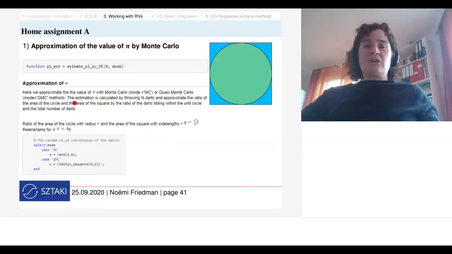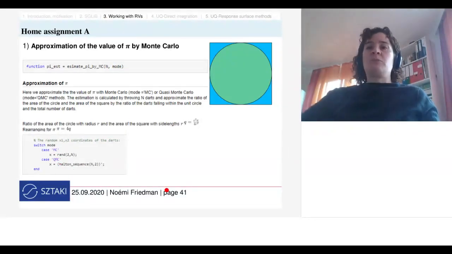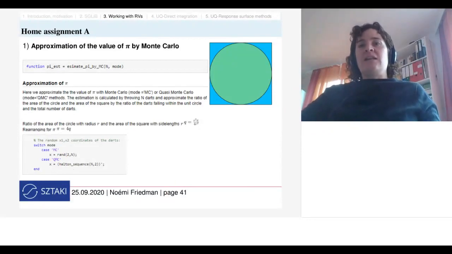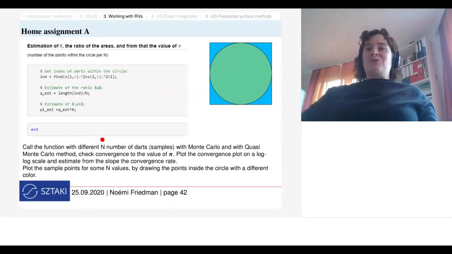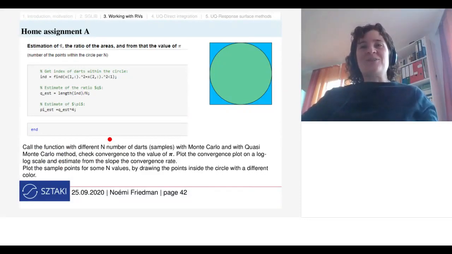Now for that, I made a function for you that you can see here and in the next slide. It takes an n number, how many samples you want to throw, and the mode, whether you want to use Monte Carlo or quasi-Monte Carlo samples. I will talk about quasi-Monte Carlo later on, though Professor Mattis mentioned it already. And with this method, you can actually compute the value of pi. So this is an assignment you should try. You are not forced to try. No one's going to ask you if you did. But if you need any help, you can ask me any questions.